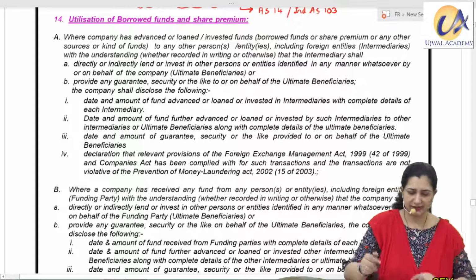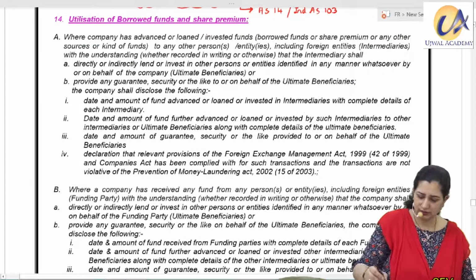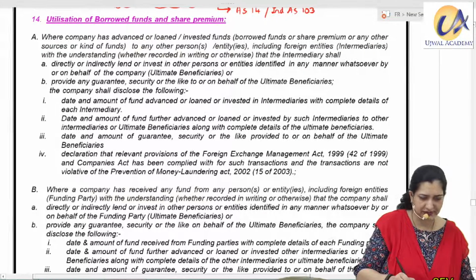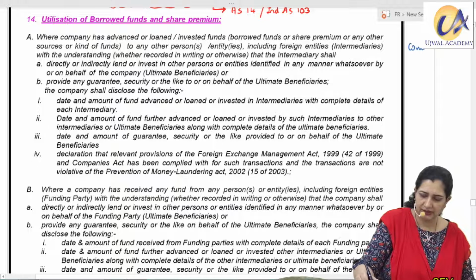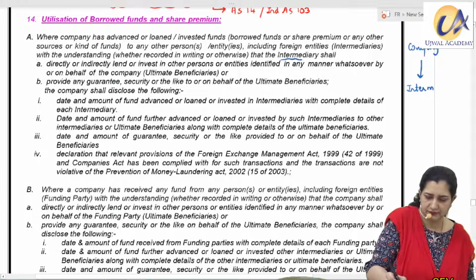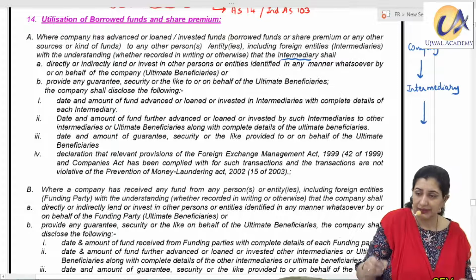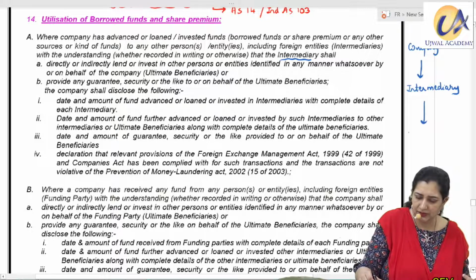Okay, so like I just said, we have got the first one, the company itself. The company is investing in an intermediary, with the understanding that this intermediary has to invest it in another company which I call the ultimate beneficiary.